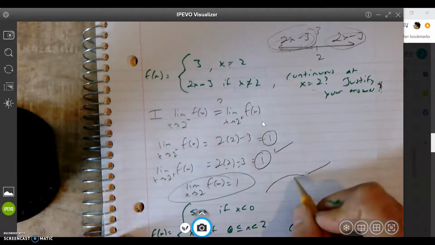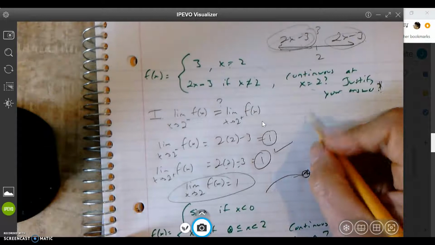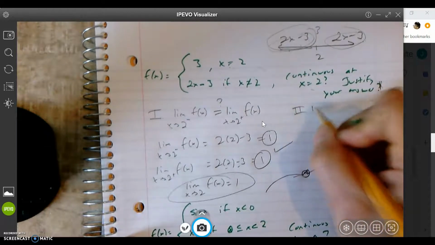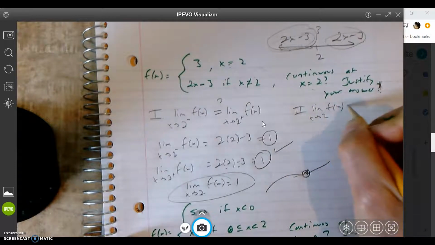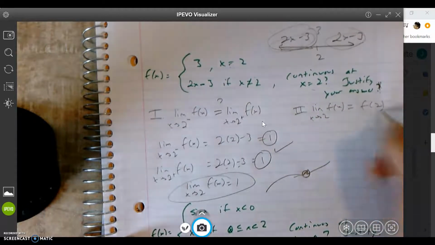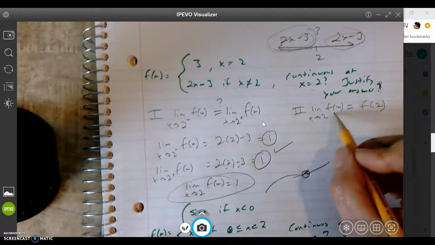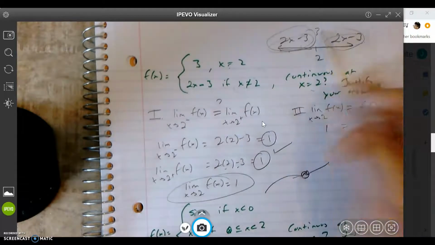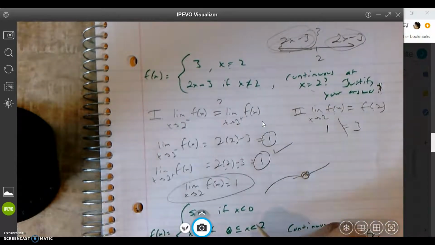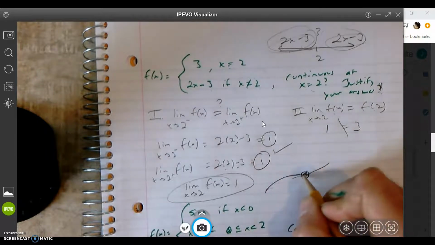Bam, bam. We have the same limit, but do we have a hole? Do we have a removable discontinuity or not? We got to make sure that the point is the same thing. So part 2 of my proof. Does the limit as x approaches 2 of f of x equal the point at 2? Well, we have the limit as x approaches 2 of f of x equals 1. We just did that. F of 2 equals 3. No. So this looks like we just had a removable discontinuity.